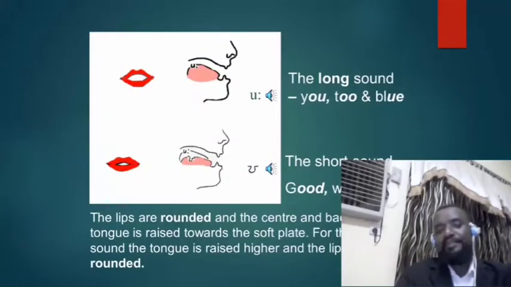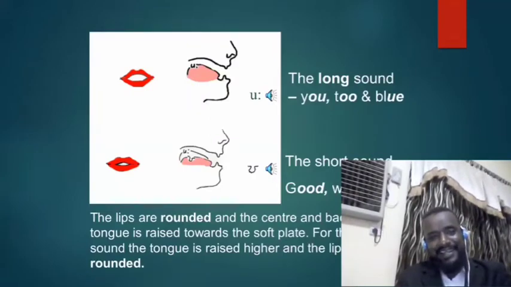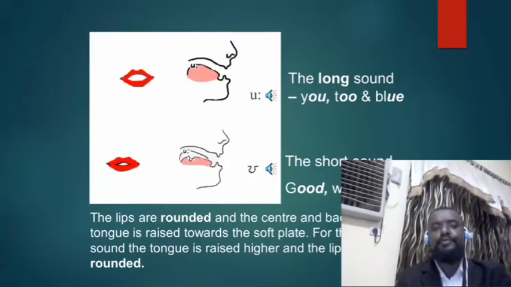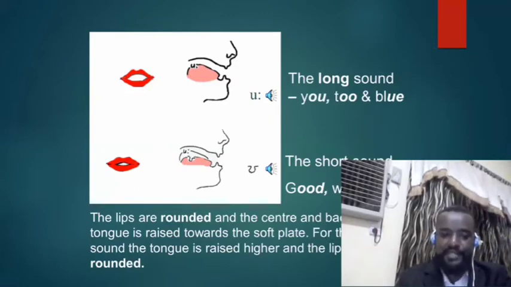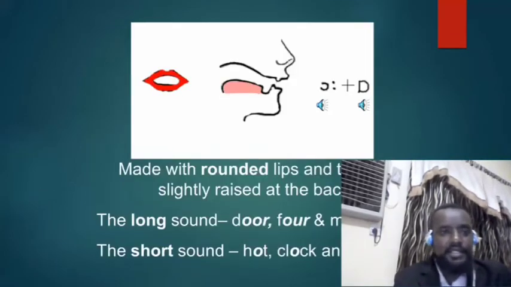The last point I had mentioned was the difference between sounds, for example, the difference between "you" and "good, wood," etc. I mentioned many differences between them. One is a long vowel and the other is actually a short vowel.